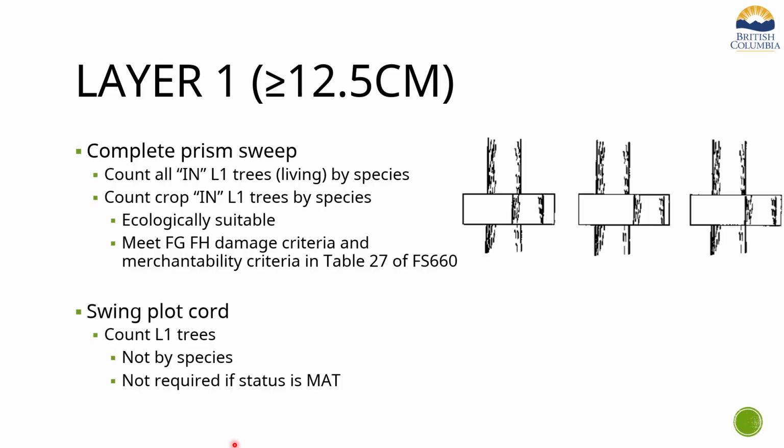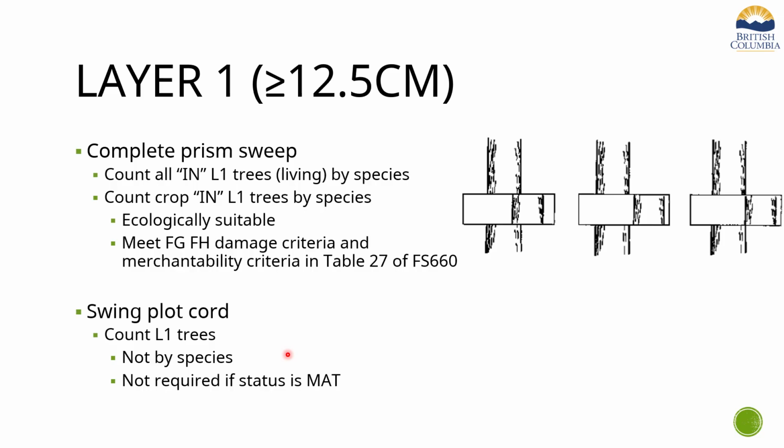Finally, you have to determine the total density of the layer 1 trees in the fixed area plot. So you're going to use your plot cord. You don't need to do this step by species. For the large majority of CEDRSS stands, you're going to need to do this step. However, if the polygon status of your stratum is matte, you can skip this step.